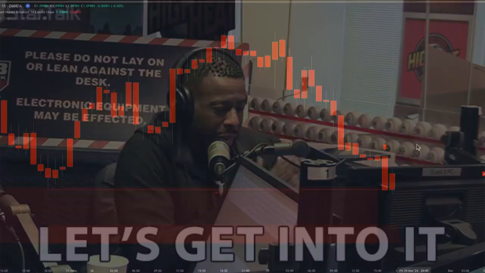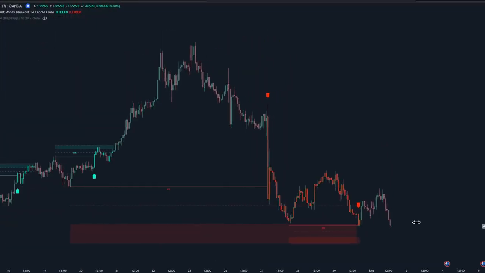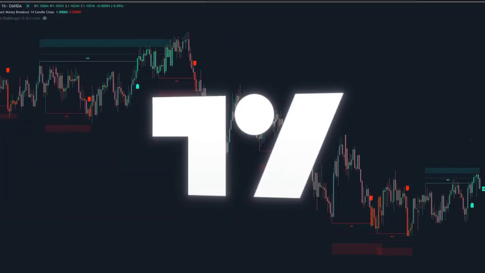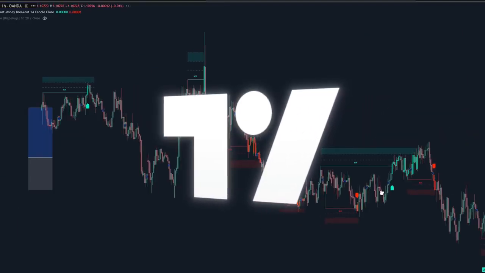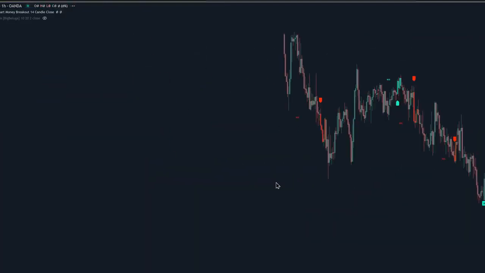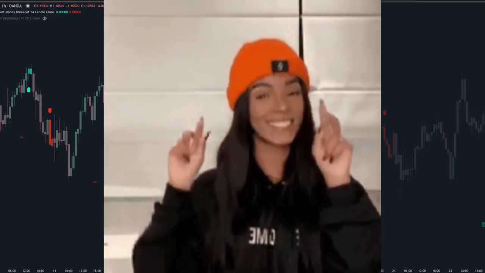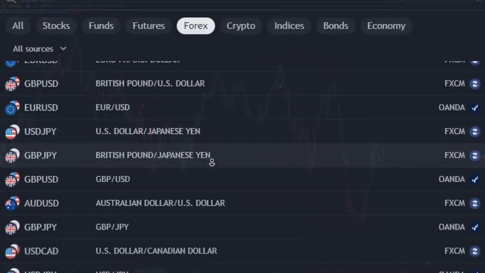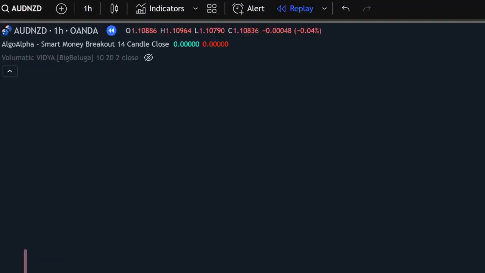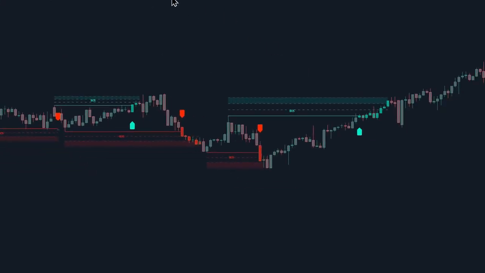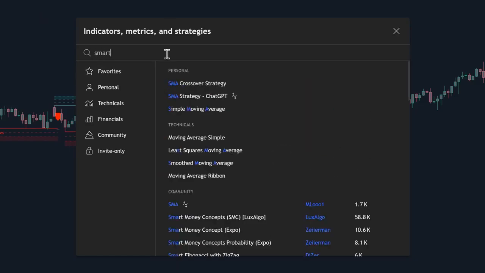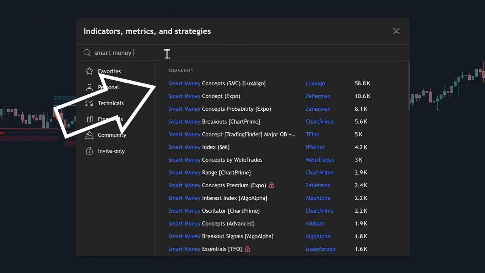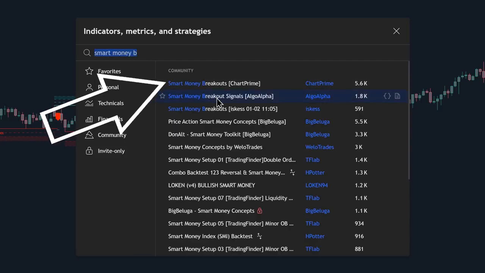Let's get into it. Now, to get started with this indicator, you first of all want to go to TradingView, which is the trading platform that I'm going to be using. If you need to sign up, there's going to be a link in the video description for you to do that. And then you want to load any trading asset that you like. After that, you want to click on indicators and type in Smart Money Breakout. And it's going to be this one by Algo Alpha.